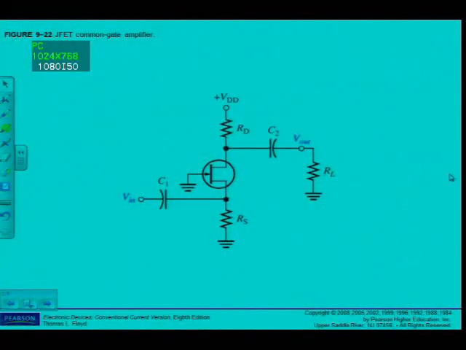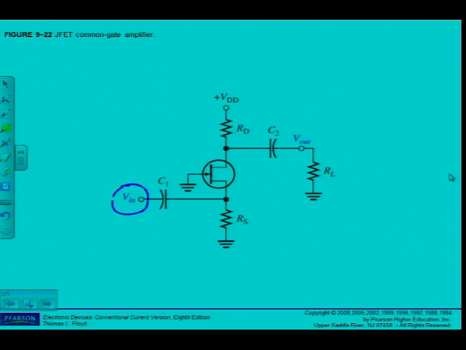Anyway, I have to be able to recognize the configuration of amplifier, of course. And here I can see a common gate amplifier. Where is the input? And where is the output? And I can see the gate is connected to ground. So that is the configuration of amplifier.